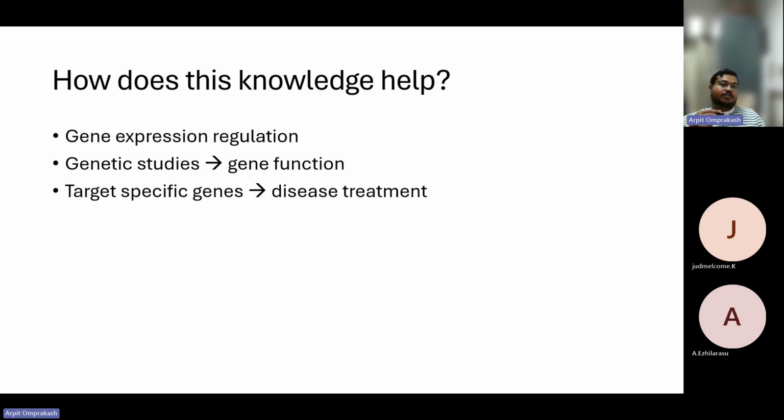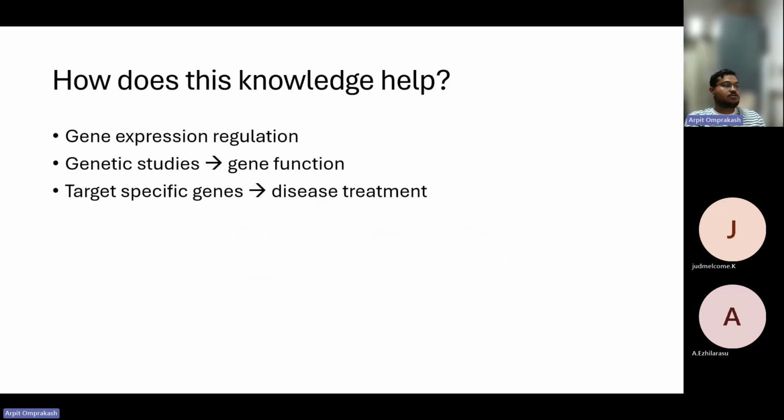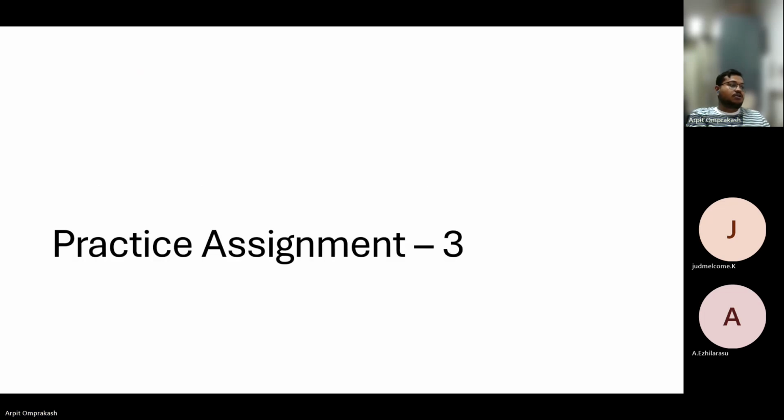The next thing is that we can silence genes to understand what function they carry. For example, by silencing this gene, they figured out it led to the twitching. Now, if by silencing this gene and another gene, they can stop the twitching, they know that these two genes are related to each other. These two genes perform antagonistic functions. So they can study gene function using these RNA tools, and that's how this knowledge has helped us.